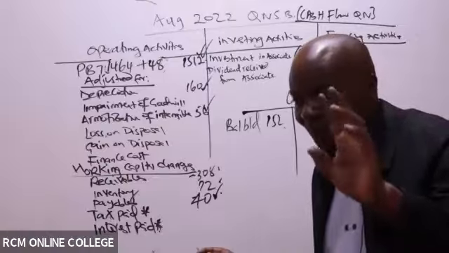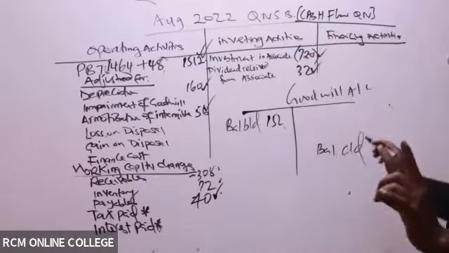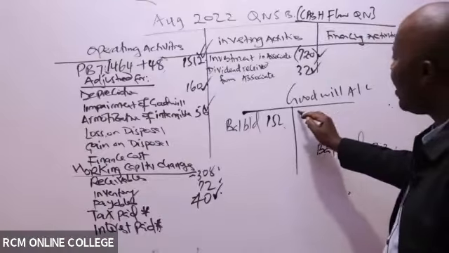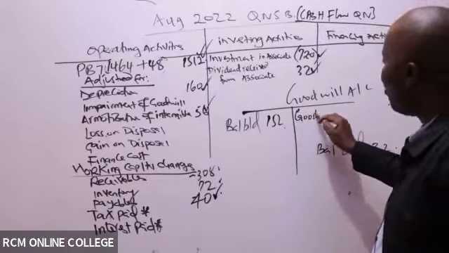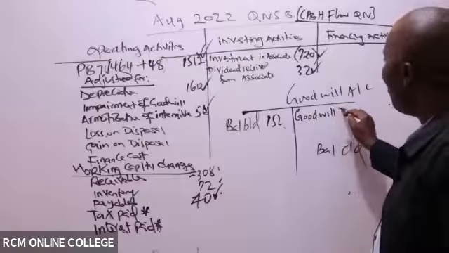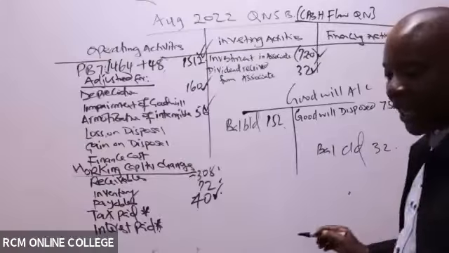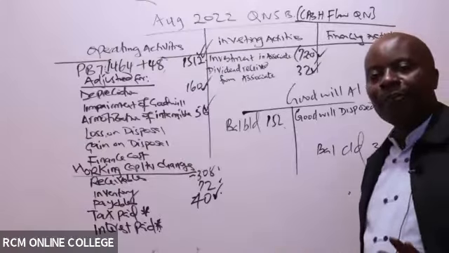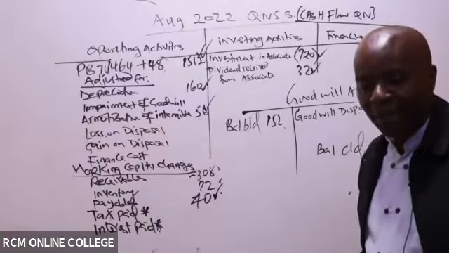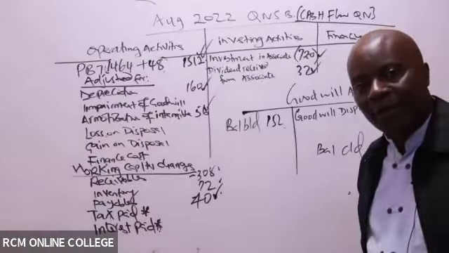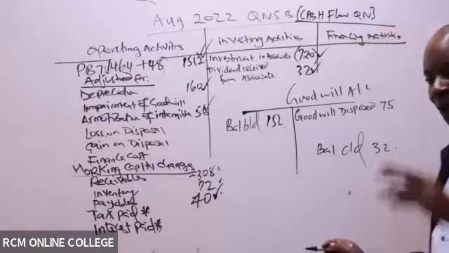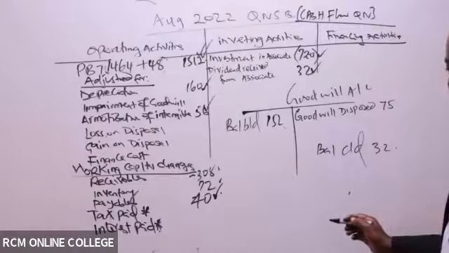100 and what? No, 75, if you remember very well. So in this case, we have goodwill disposed. Goodwill disposed, in this case, is 75. Is that okay, ladies and gentlemen? Goodwill disposed is 75. You remember that account that you have just done up there.